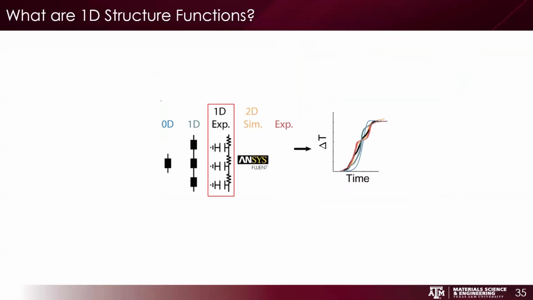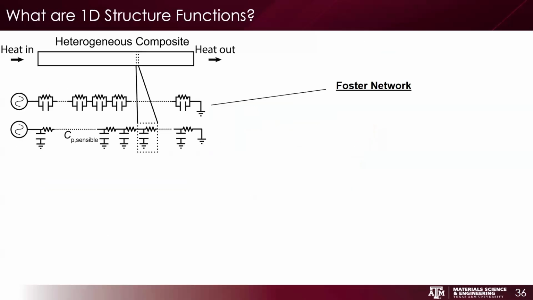So next, this is really where there's new literature: how can we use these resistor and capacitor networks in a 1D sense with the phase change process. This is getting into the newer territory. Just a thought experiment: we have this heterogeneous composite, we have heat in, heat out. We know that it can be modeled through resistors and capacitors in parallel with each other. That's what we saw before.